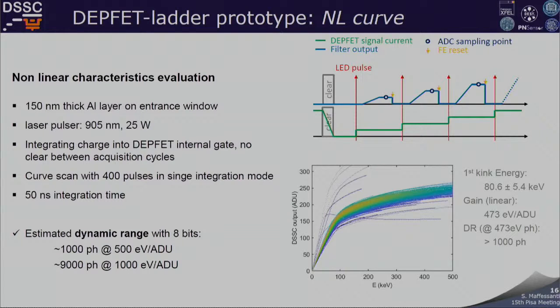So from these curves we can estimate the dynamic range with 8-bit. This is the worst case considering the 4.5 megahertz operation, and we can achieve 1,000 photons at 500 eV per ADU, or roughly 9,000 photons at 1 keV per ADU.